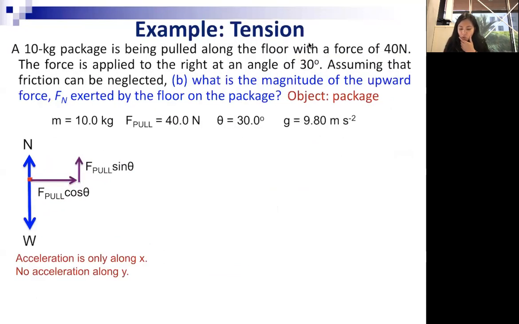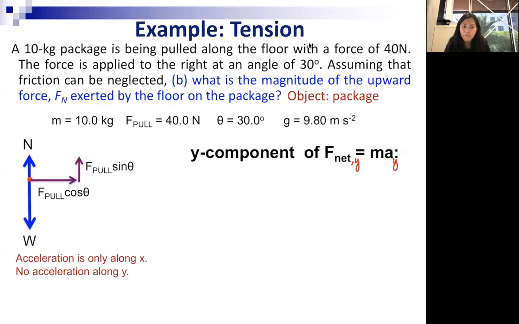Okay, let's look at the second question. What is the magnitude of the upward force, the normal force exerted by the floor? We already had this free body diagram from before, where we broke down the pulling force into its x component and y component. But this time, the normal force is along the vertical, so we need to apply Newton's second law of motion along the vertical. Net force along the y equals mass times acceleration along the y. How many forces should you consider for the net force along the y?